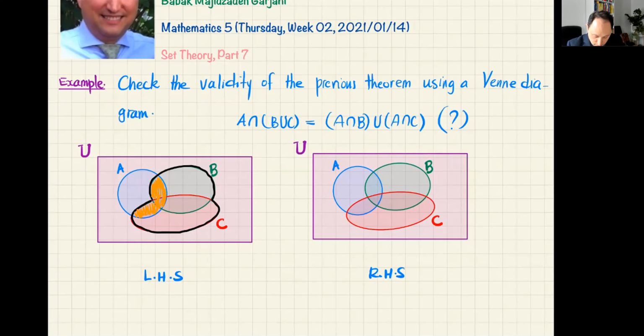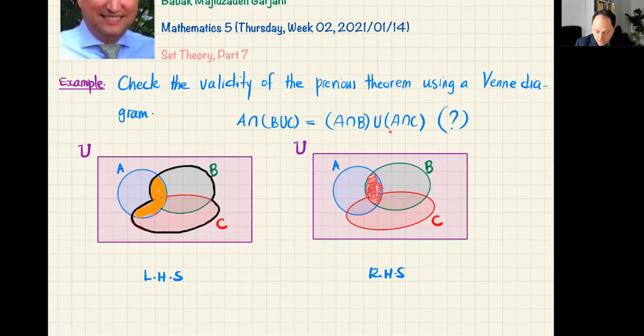Yes? So this part is A intersection with the union. So this orange part is actually the left-hand side. Yes? Now I'll go to the right-hand side, the same diagram. Here I will have A intersection with B. So where is A intersection with B? Let me just highlight it here for you. This part is A intersection with B.